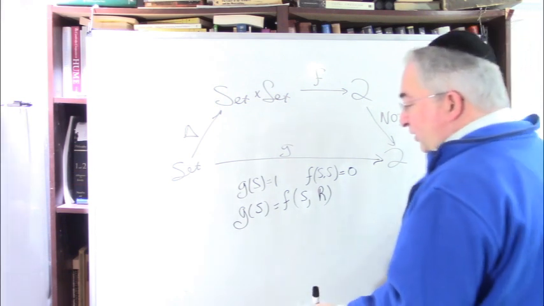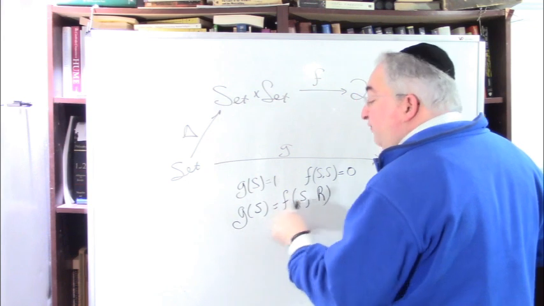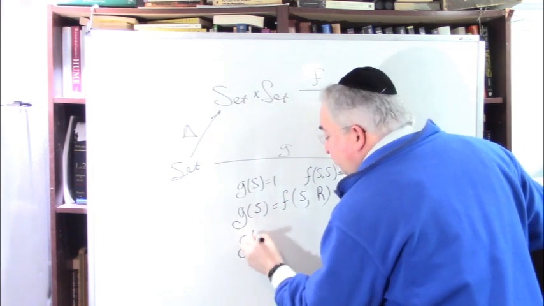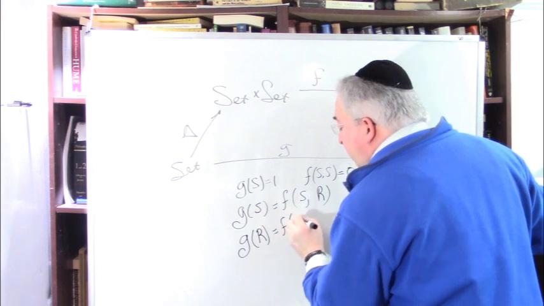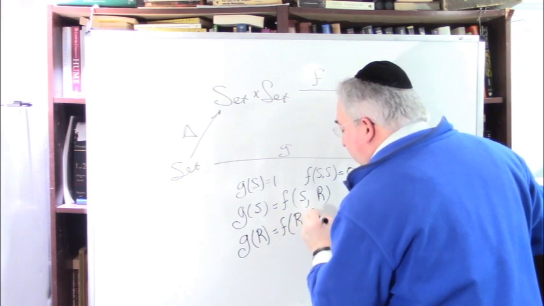The only thing is, this is supposed to work for all S, including R, and so we get G of R is equal to f of R, comma R.